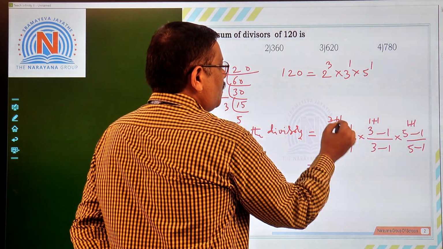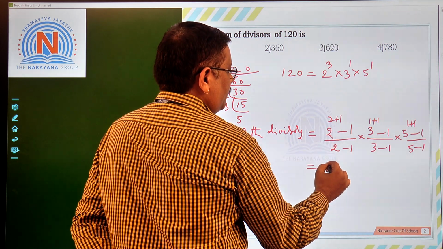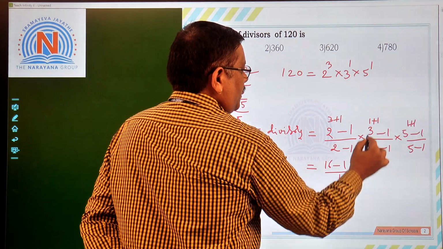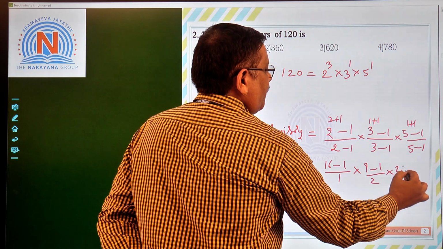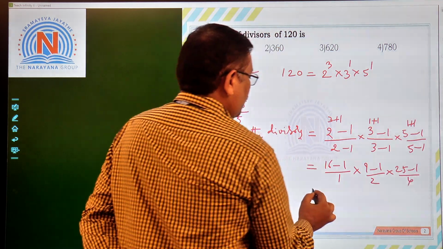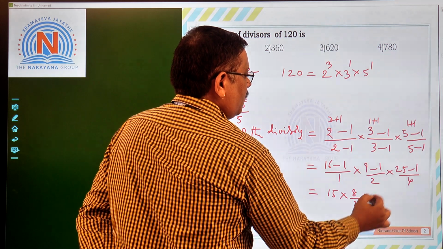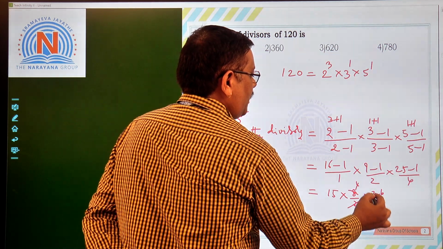2 power 4 is 16, minus 1, that is 15, into 3 squared, that is 9, minus 1, by 2, into 5 squared, that is 25, minus 1, by 4. That is going to be 15 into 8 by 2, into 24 by 4. Okay, this is 4 times and it is 6 times.